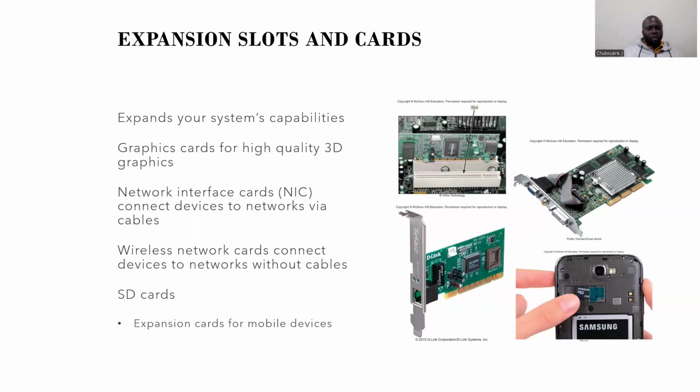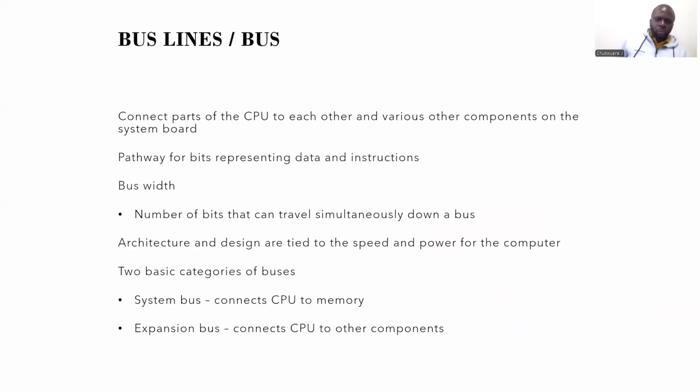Okay, so we have our wireless, and our expansion card, SD card, which is an expansion card for mobile devices. Now under our bus line, a bus connects parts of the computer to each other or to various other components on the computer. The motherboard, or system board, is your board.